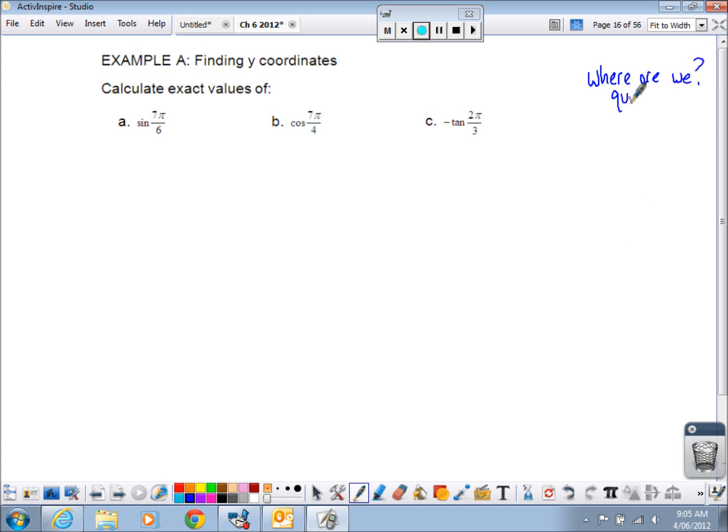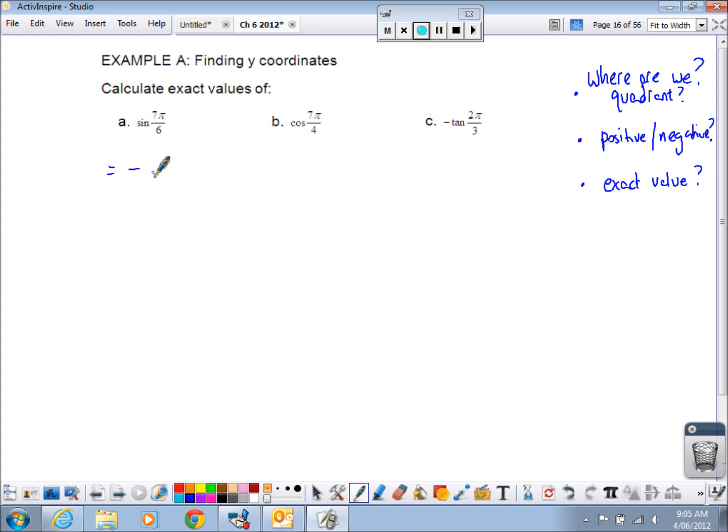The second question you have to ask yourself is, is it positive or negative? And the third question is, what's the exact value from the table of exact values? So there are 3 questions you have to be asking yourself. Sine of 7 pi on 6: you need to know, first of all, where you are. 7 pi on 6 is in the third quadrant. Is it positive or negative? In the third quadrant, sine is negative, so we know that our answer is going to be negative.